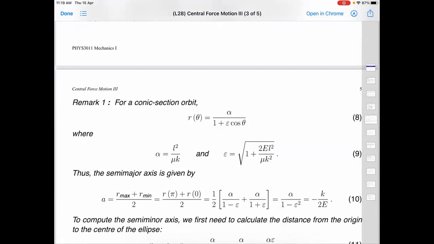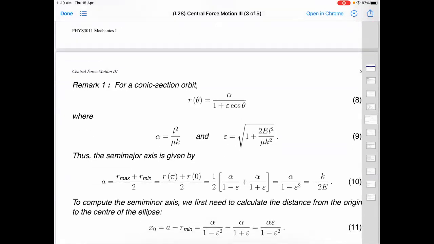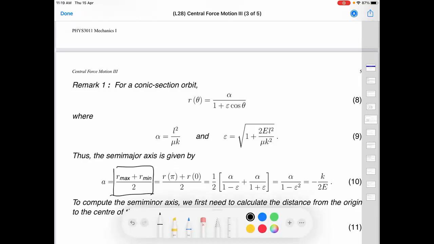We have derived equation 8 and equation 9 already. Now, the semi-major axis, how can we find the semi-major axis? What we need to do is to add up the maximum radius and minimum radius of the trajectory, right? And divide it by 2. That means we want to find the position at theta equal to 0, and also the distance at theta equal to pi.